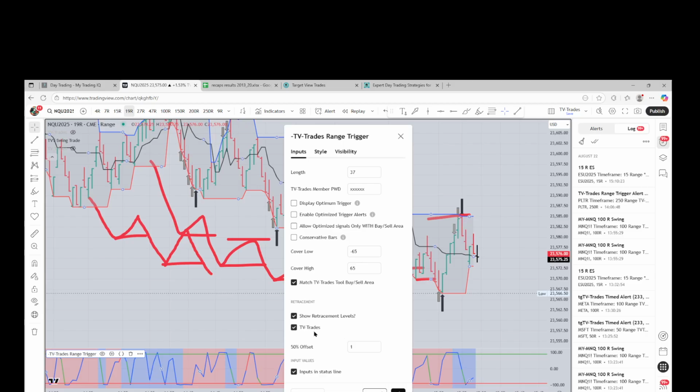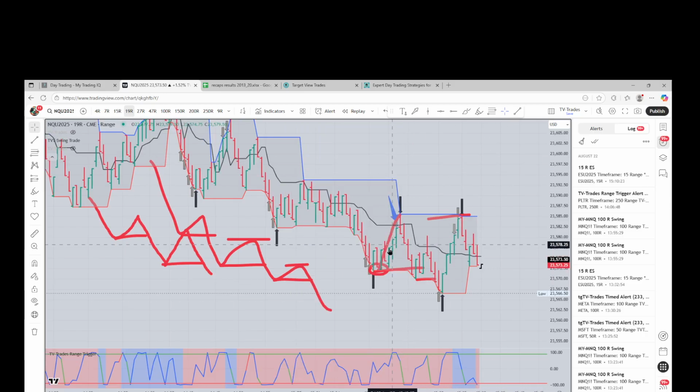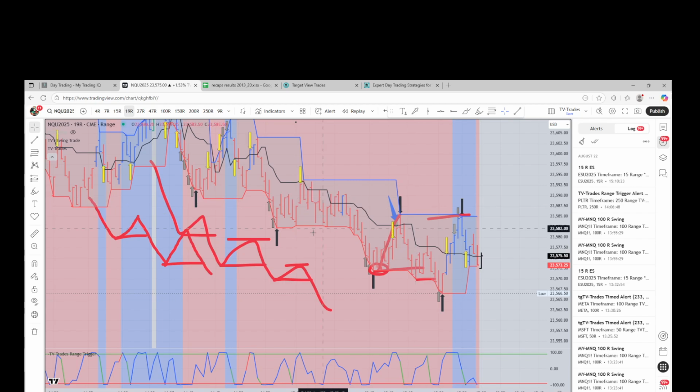And checked, it's going to be different. Okay, you see that right there? And that right there. TV trades has to be checked with the TV trades background. Alright. So let's put the TV trades back on here right now.